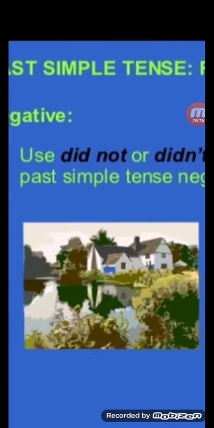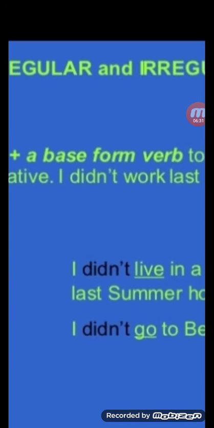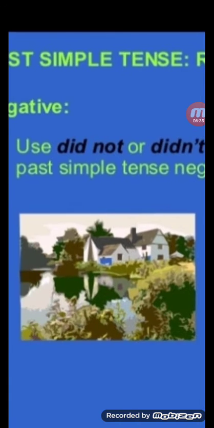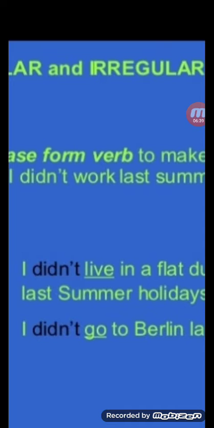Okay, so here what the statement is telling you: use did not or didn't plus a base form verb to make the simple past tense negative. For example, I didn't work last summer.